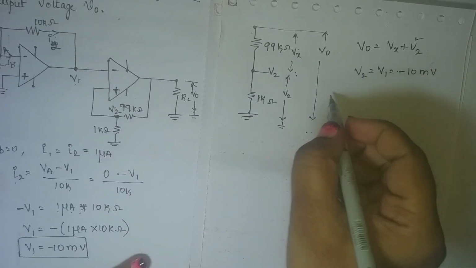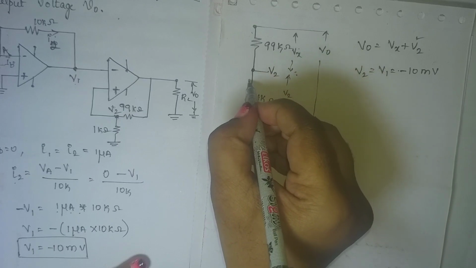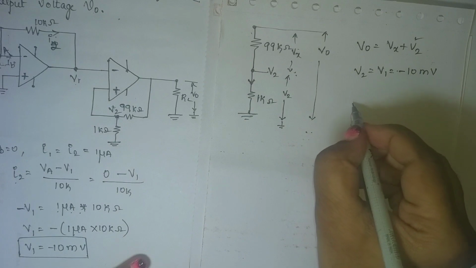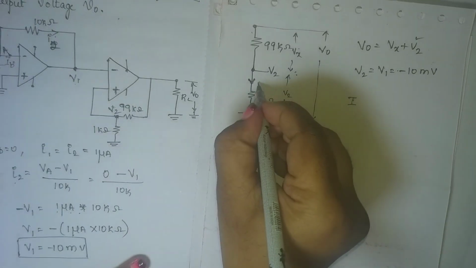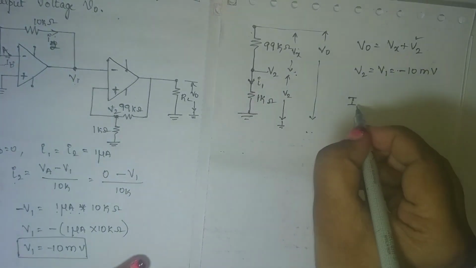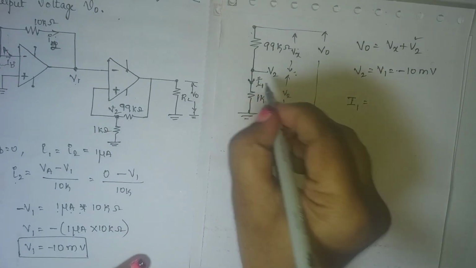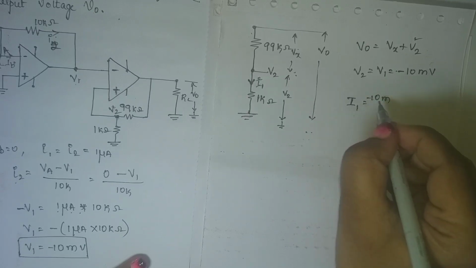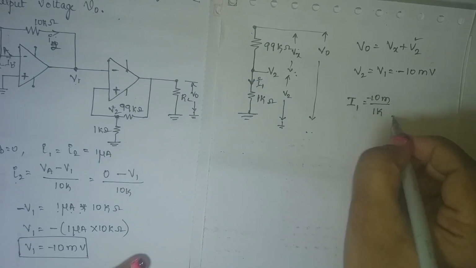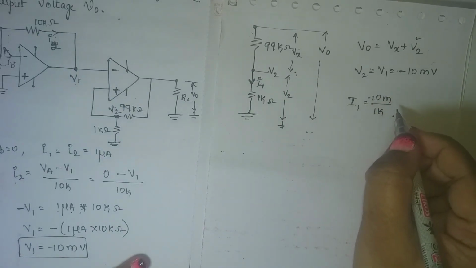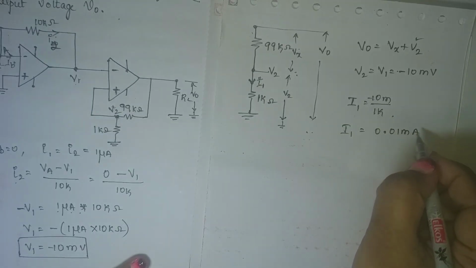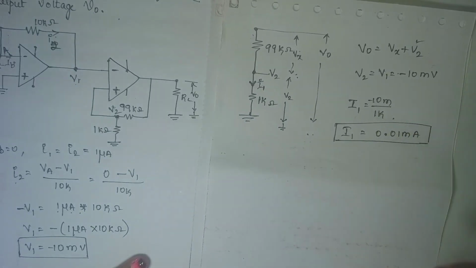Now I need to find the value here. I want to find the current here. So how to find the current? I'll take it as I1. I1 is equal to, what is the voltage here? Minus 10 milli divided by 1K. So I1 is equal to 0.01 milliamps.